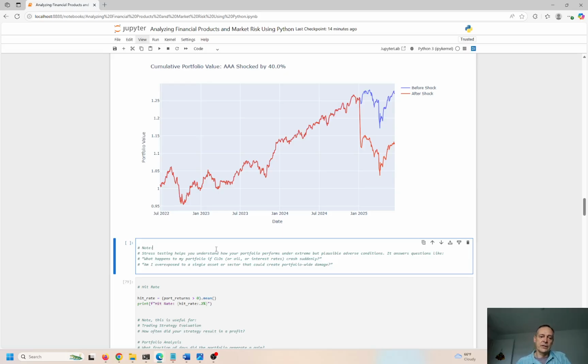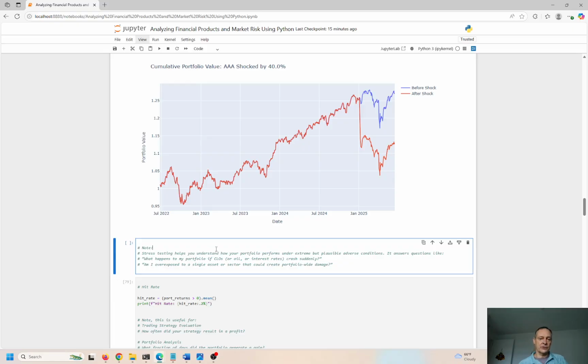So stress testing basically helps you understand the impact on the portfolio under extreme conditions that are plausible, but probably mostly unlikely, but very adverse if it does impact your portfolio, right? And it answers questions like, what happens to the portfolio if there's a big drop in one or multiple assets, in this case, CLO, or interest rates crash suddenly, or oil prices crash, right? This is real stuff. This really could happen. Now, it's more of a rare event.